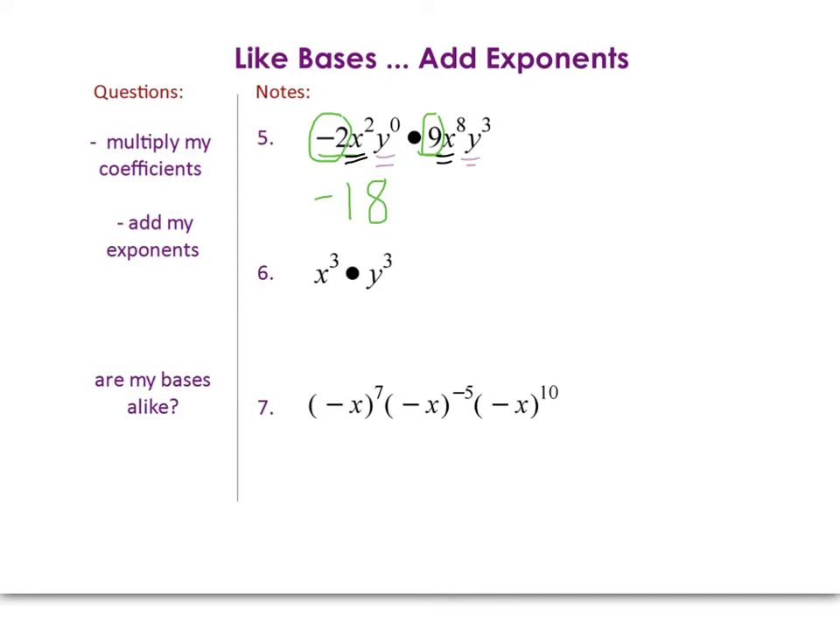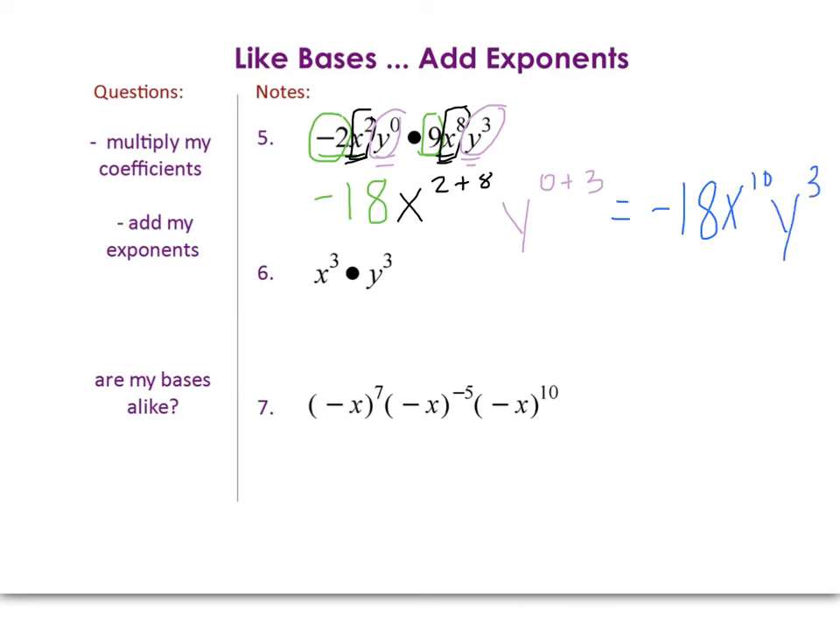Now let me look at my x piece. I have x squared and x to the 8th, so x to the 2 plus 8. And then I have y to the 0 times y to the 3rd, so I get y to the 0 plus 3. I know this looks kind of crazy, but just treat it like terms, and you get negative 18 x to the 10 y to the 3rd. And that is your final answer.